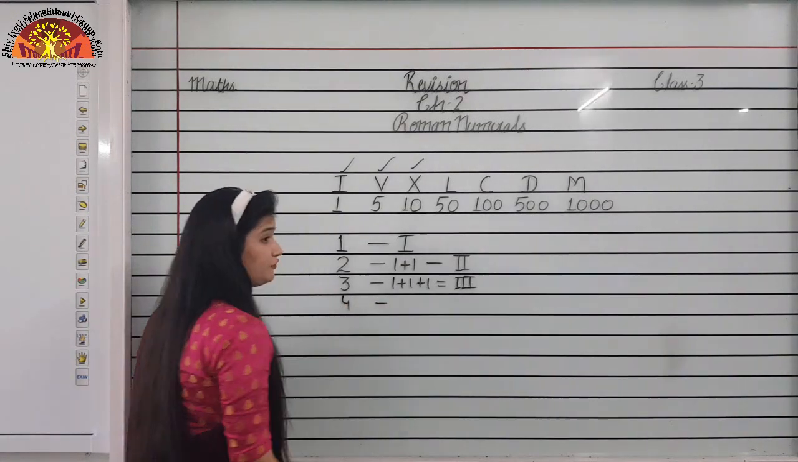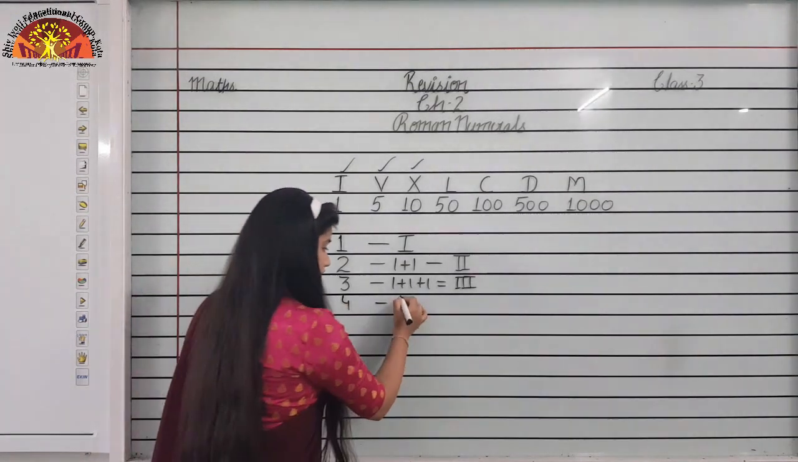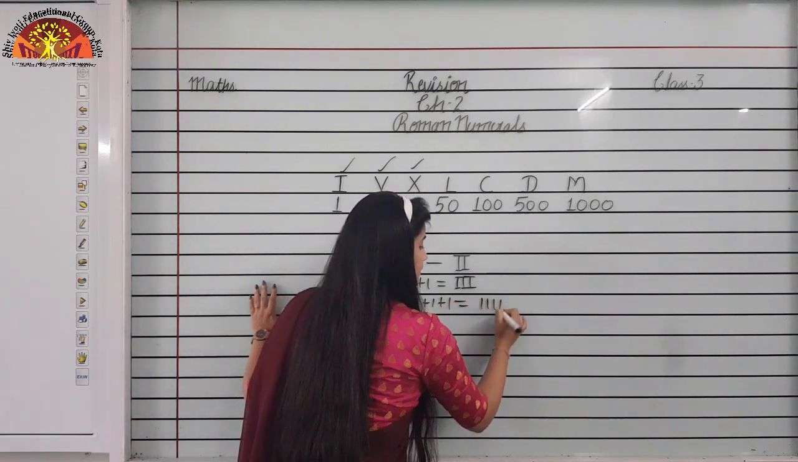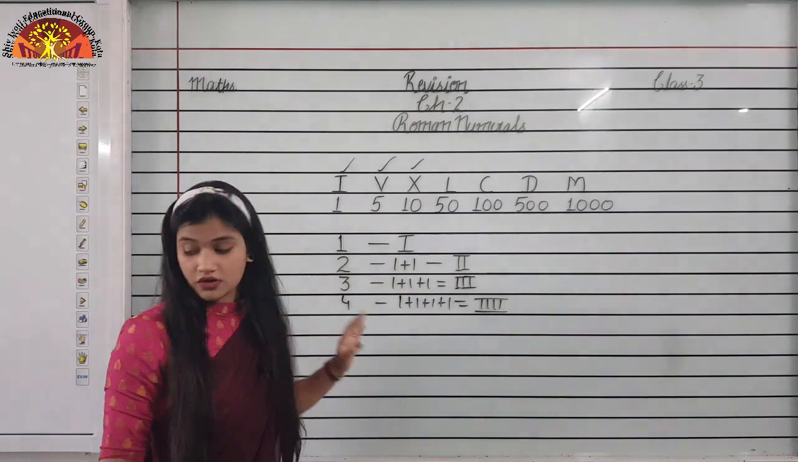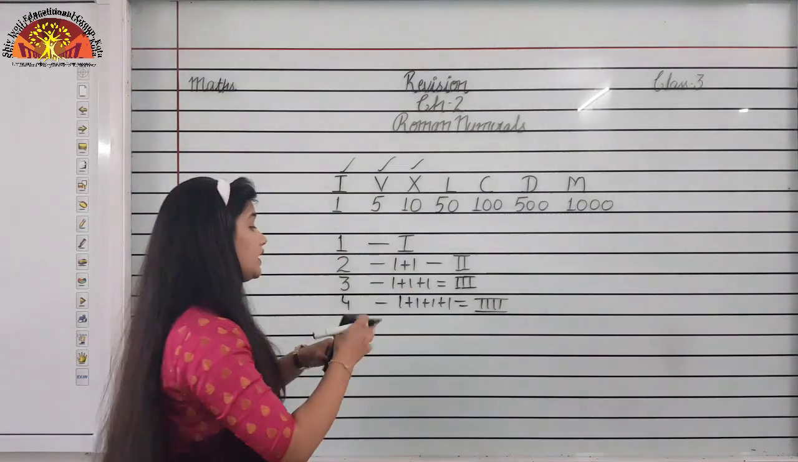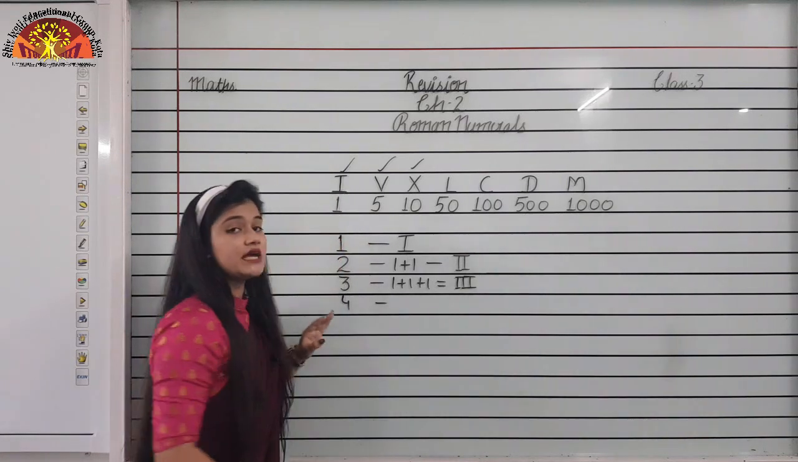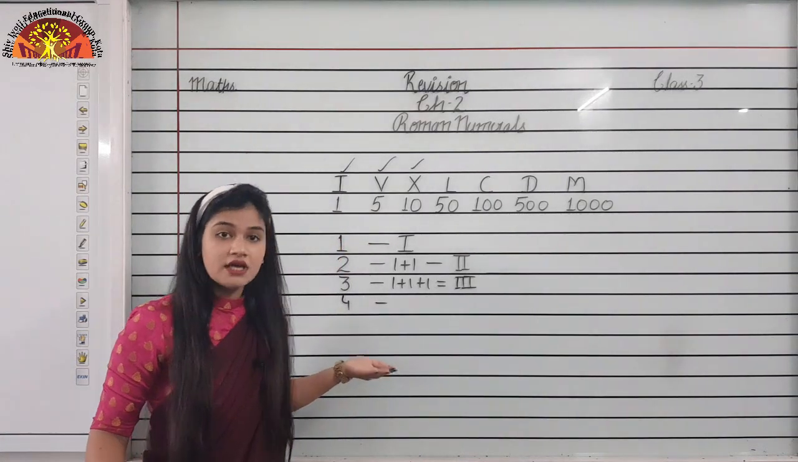Now what do we have to write? We have to write 4. So what do we have to do? We have to do like this: 1 plus 1 plus 1. Is it correct? No, this is not correct. Now why is this not correct? Because we cannot repeat any symbol more than 3 times. We cannot repeat any symbol more than 3 times.